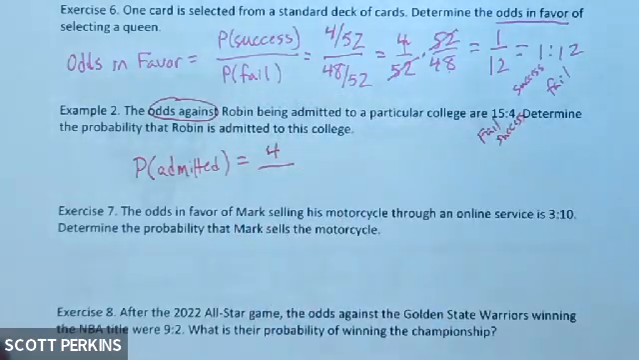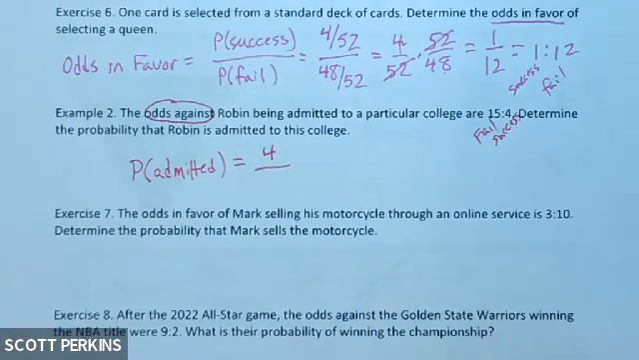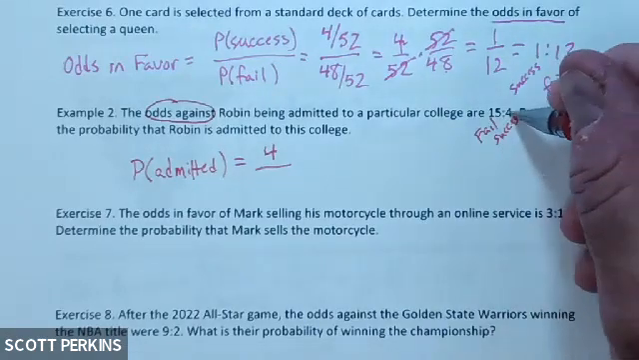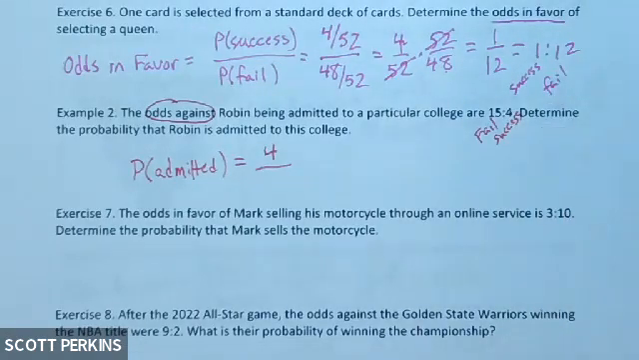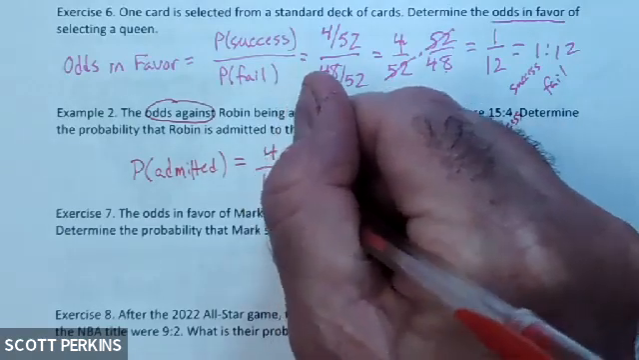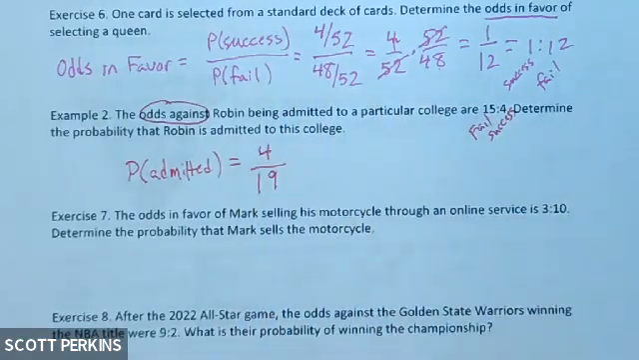Okay, now here's the key. This is the difference between probability and odds. What am I going to put in the denominator of this? 19. Yes, said with authority. I love it. 19, because remember, failures plus successes, that's all the possible outcomes that you can have. So she has a 4 out of 19 chance of being admitted to whatever college she is dreaming of going to.